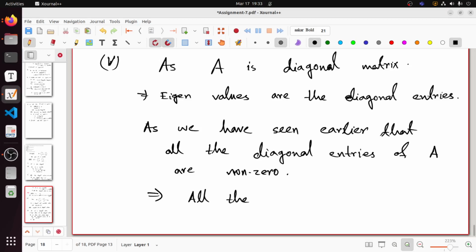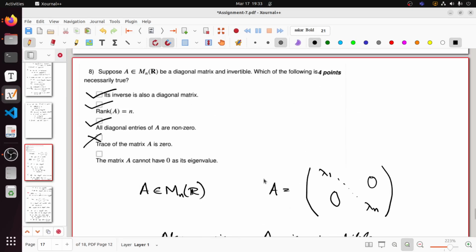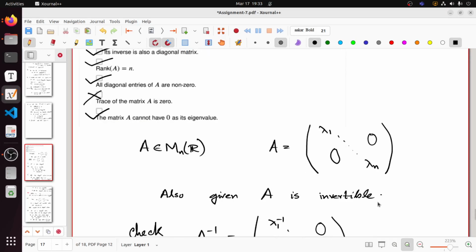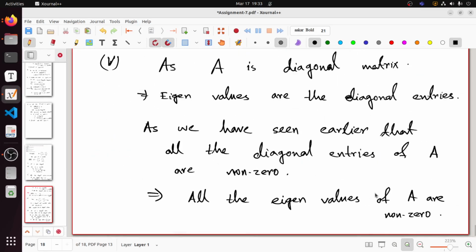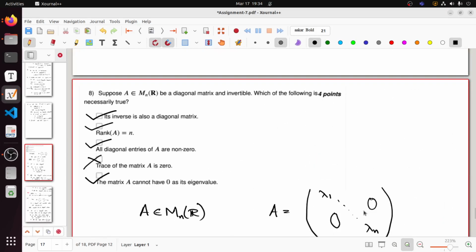So all the eigenvalues of A are non-zero, right? So the matrix cannot have 0 as its eigenvalue, right? So this option is again correct, because the determinant of A is the product of these diagonal entries, which are the eigenvalues, and A is invertible, meaning the determinant cannot be 0. So all the diagonal entries, which are the eigenvalues, should be non-zero. So it cannot have 0 as an eigenvalue, right? So option number 5 is also done. So question number 8 is done.